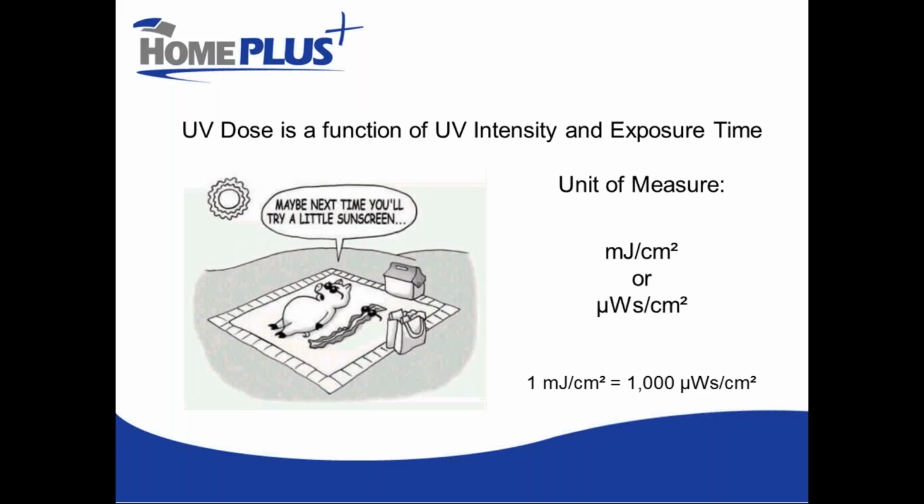The two units of measure that we use to express our UV dosage are millijoules per centimeter squared, which is the more common measure today, and the other measure is microwatt seconds per centimeter squared. We don't see that actually used very often anymore, but if you do see it, the conversion factor is given there. 1 millijoule per centimeter squared is 1,000 microwatt seconds per centimeter squared. You may run into that second measure occasionally in some literature.